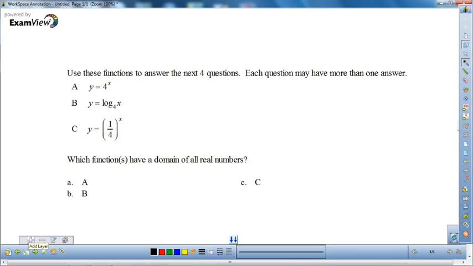Which functions have a domain of all real numbers? So in order to answer this question, I need to know what the graphs of each individual one looks like.